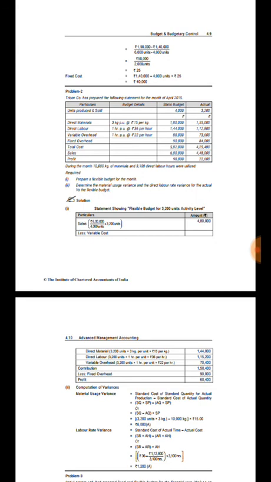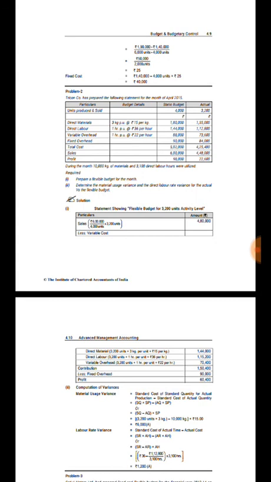Then sales is given 6 lakh for static budget. Actually it is 4,48,000. Profit is given 98,000 and 22,600 respectively. Then during the month 10,000 kg of material and 3,100 direct labor hours were utilized. So this is the actual figure they have given: how many kgs of materials used, 10,000 kg, and how many direct labor hours used, 3,100.